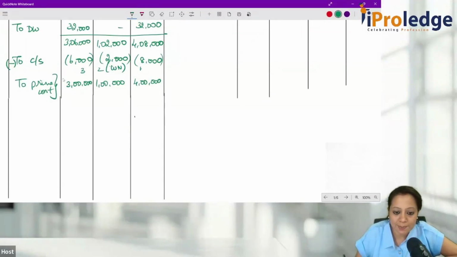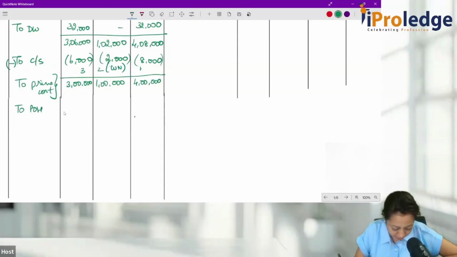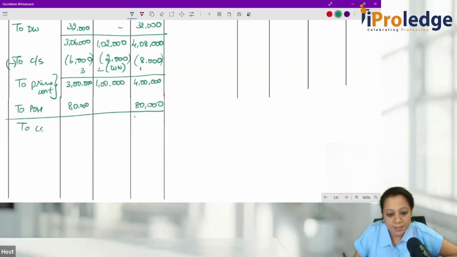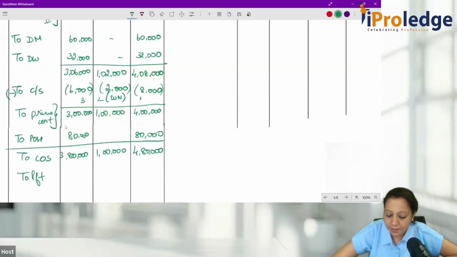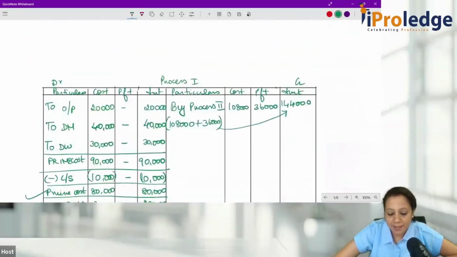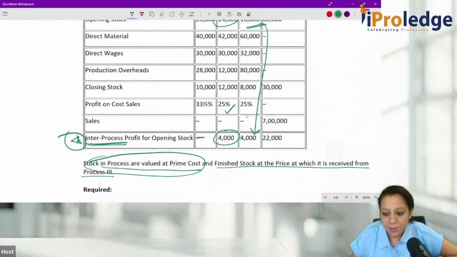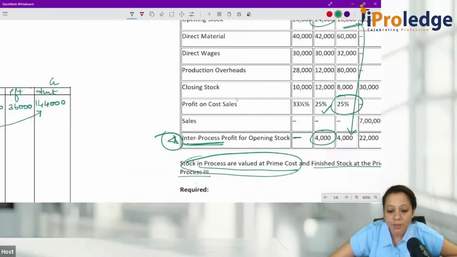Now, it is going to be next to production overheads. Production overheads given in the question to be 80,000. So to cost of sales is 3 lakh 80,000, 1 lakh and 4 lakh 80,000. Now to profit is given in the question to be 25 percentage. Yes, dear. 25 percentage. So I'm going to use that.